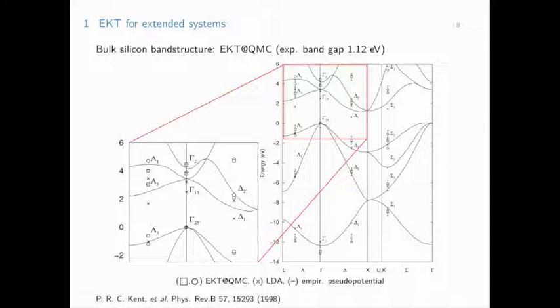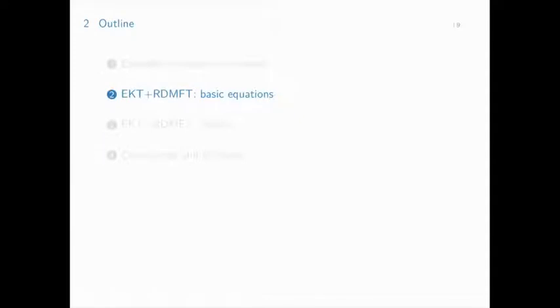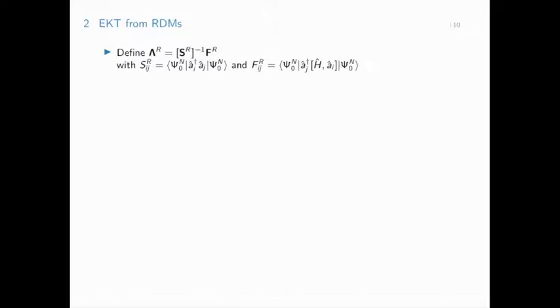However, QMC has some problems, and for example, from a computational point of view, it can be quite expensive. So in the following, we decided to follow a different strategy, that is to combine the EKT with reduced density matrix functional theory, whose working quantities are reduced density matrices. So the first step is to express the EKT equations in terms of reduced density matrices.